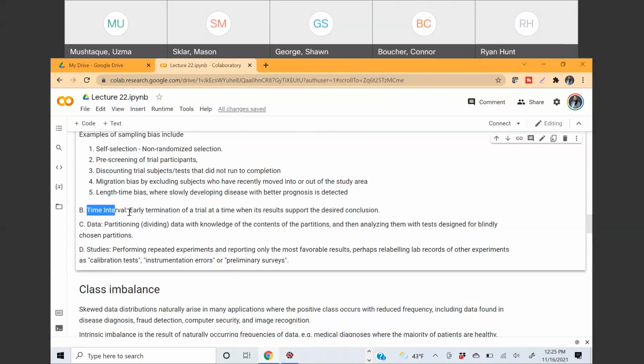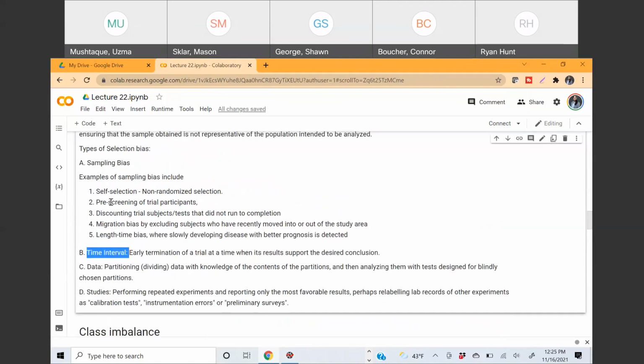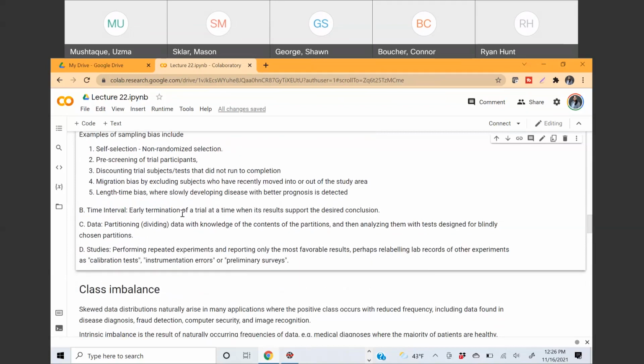And then time interval, early termination of a trial, very similar to discounting trials. But you are doing an early termination of a trial when the results support the desired calculation, because you wanted some kind of a result to come out. But maybe later on the data wouldn't support your result. And so you just stopped the trial somewhere in between.